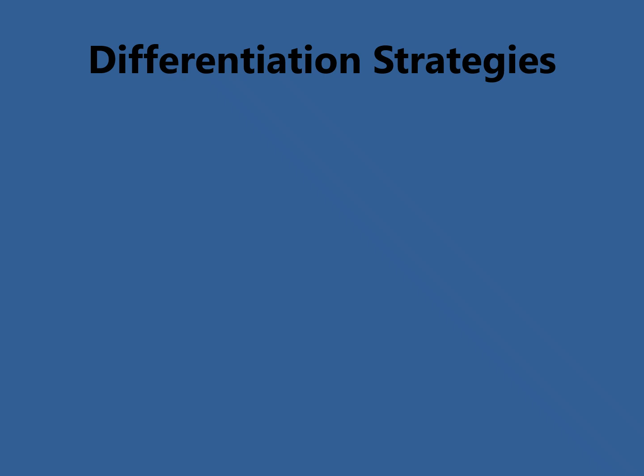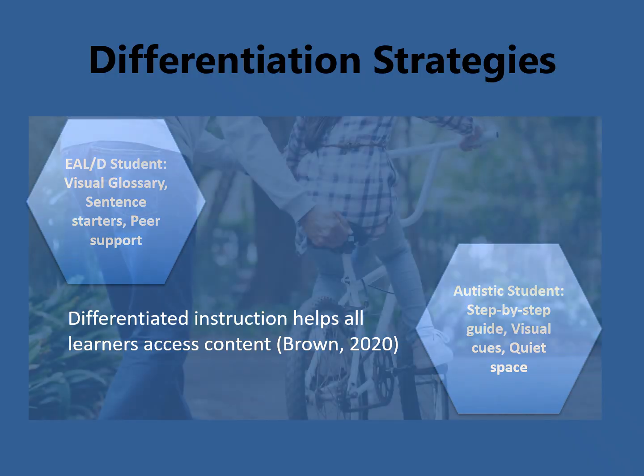Differentiation is essential in this lesson. EALD students will have additional visuals and peer support to access the content, following Brown's recommendations from 2020. Autistic students will have step-by-step guidance, visual supports, and structured tasks to reduce anxiety and improve focus. By adapting instruction for these students, we ensure that all learners are included and can achieve the learning goals.